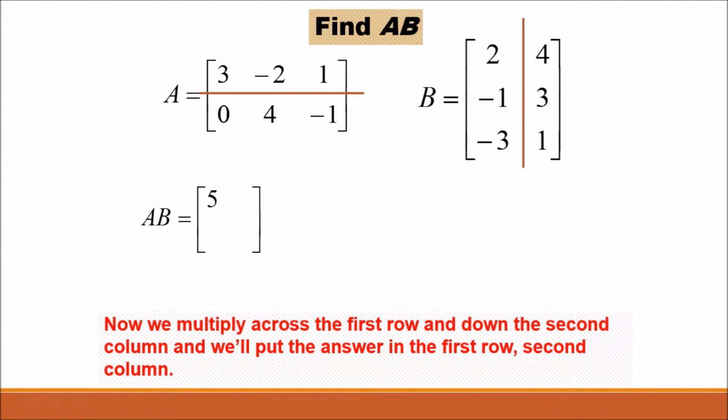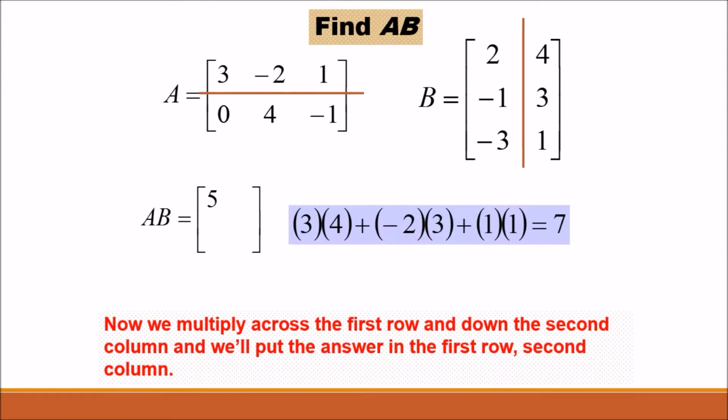So the next step will be to multiply the first row with the second column as well. So 3 will be multiplied with 4, then -2 will be multiplied by 3, then 1 with 1. And by taking the sum of all of these products, we will get an answer of 7. As this is the result of multiplication of the first row with the second column, in the resultant matrix the answer will also be placed in the first row, second column.